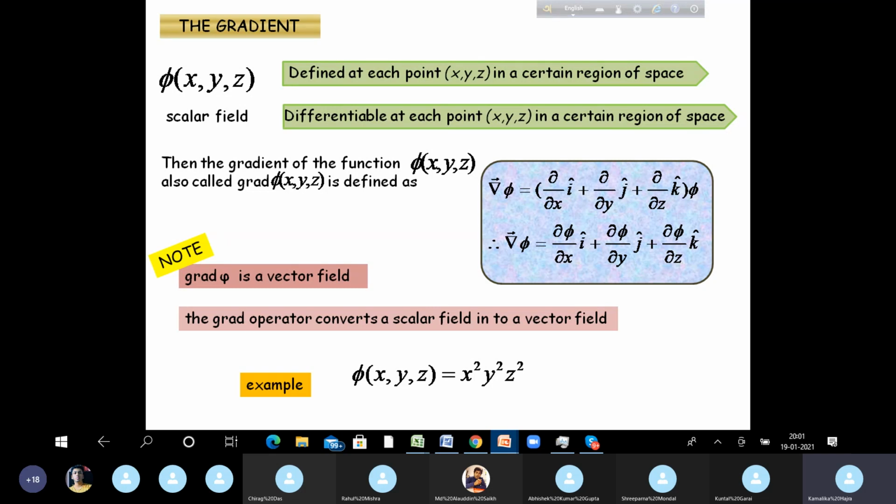It's very easy. Can you try out? Will you give it a try? Please. Ma'am, 2x y squared z squared i cap plus x squared 2y z squared j cap plus x squared y squared 2z k cap. Exactly. 2x. So see, you didn't have to even write down. So grad phi is 2x y squared z squared i cap plus 2x squared y z squared j cap plus 2x squared y squared z k cap.